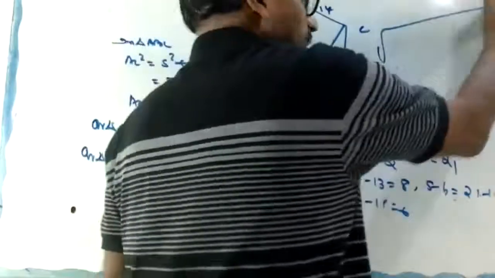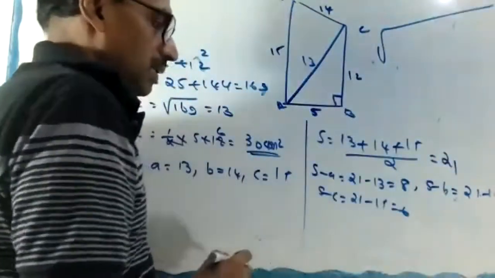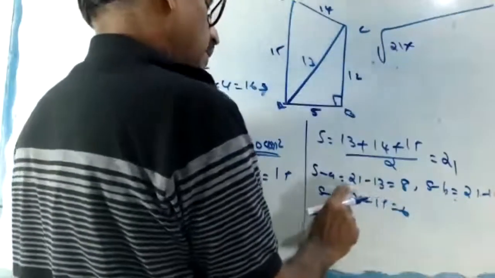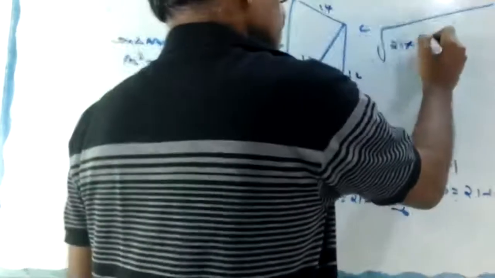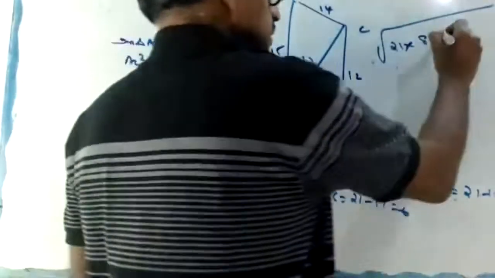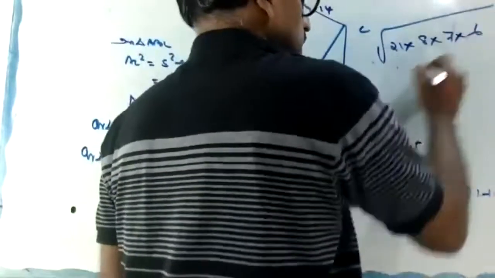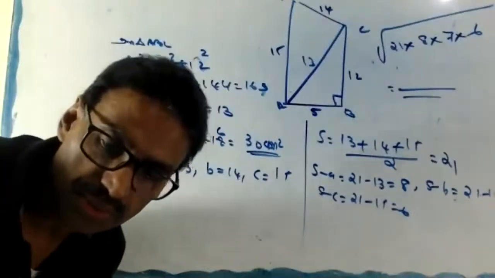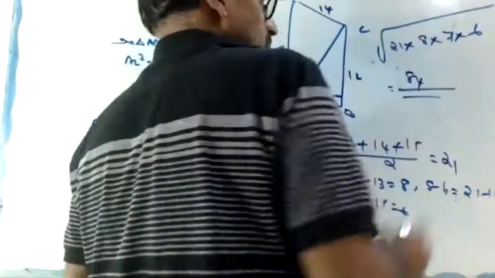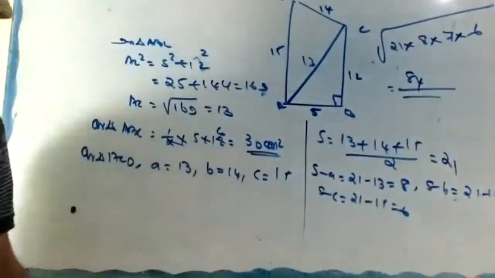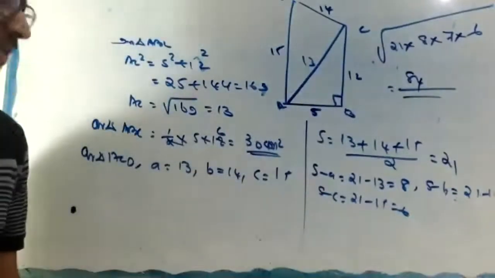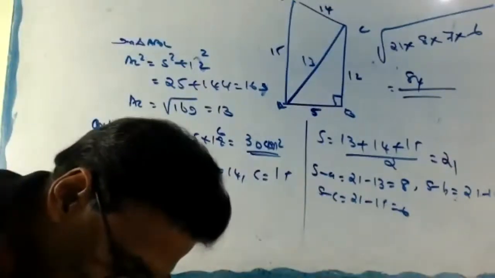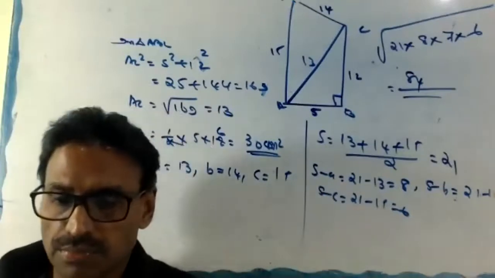So area here, you can see the board here now. Area is root of S 21 into S minus A 8 into S minus B 7, S minus C 6. How much you got area here? 84. Okay, 84. So then add 84 plus 30. Correct or no? 114 meter square. Okay, now clear now? For all last doubt.